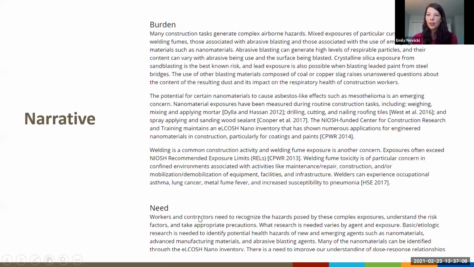And then the need gets into what specific kinds of research would be helpful. It just gives a little bit more information about what we were thinking about when putting those tables together, which you might also find helpful.